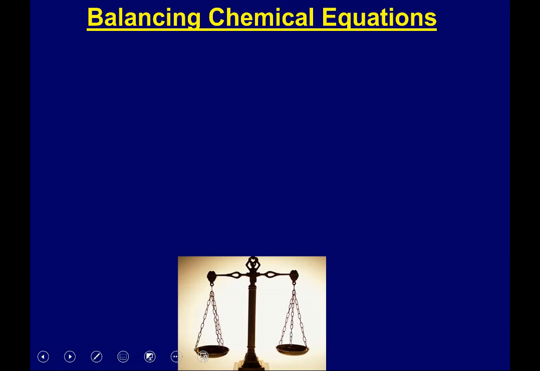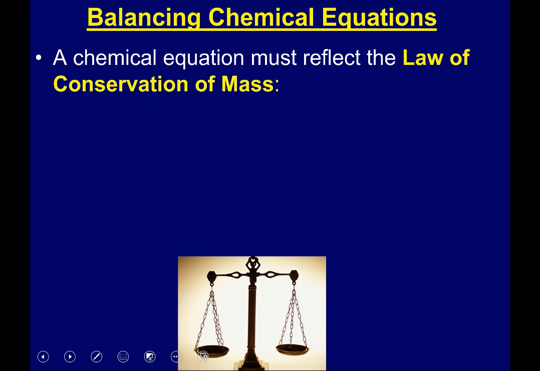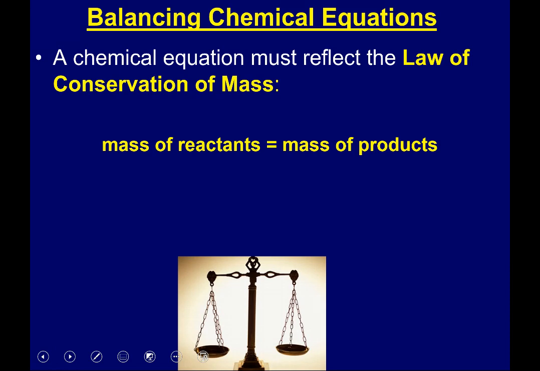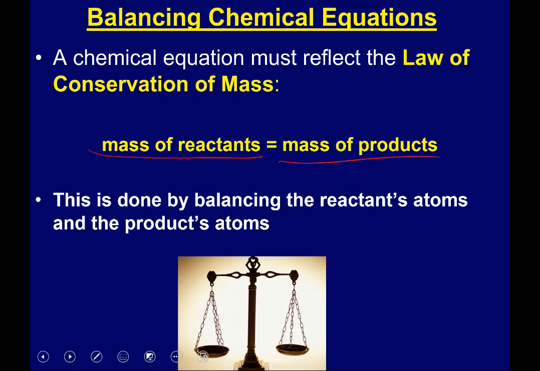Don't write that down or that. Let's start right here. Balancing chemical equations is the last thing that we learned in this day. A chemical equation must reflect the law of conservation of mass, and the law of conservation of mass is basically the mass of the reactants must equal the mass of the products. Don't forget to pause this video and catch up as you need to. This is done by balancing the reactants atoms and the products atoms. Again, pause and catch up. And the rest of this note is examples, balancing these reactions.